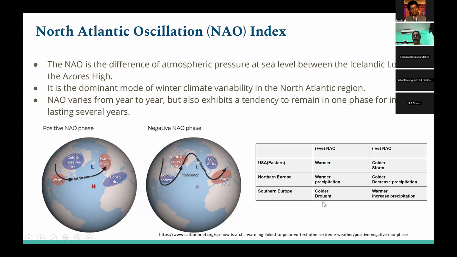Similarly, in the negative phase, you have colder storms and dry conditions in the northern part, cold and snowy conditions in the eastern part of the US, and you have warmer and wetter winters in the southern part of Europe.